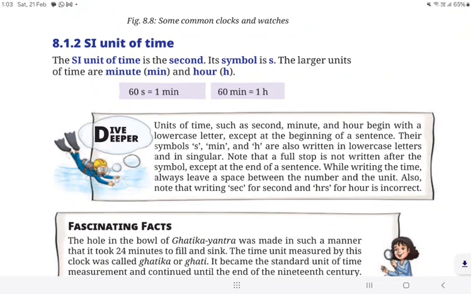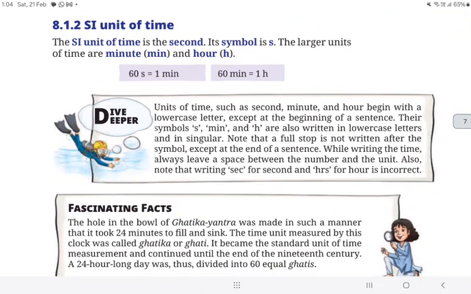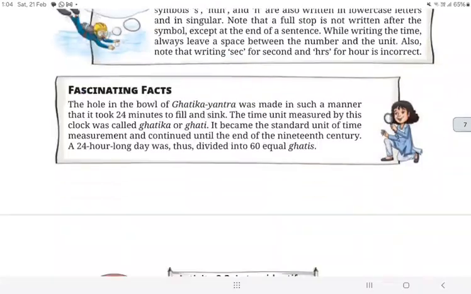Now, children, time. What is time? You know, the time that is taken for the pendulum to complete one oscillation. Now, the SI unit of time is the second, and the symbol you all know is small s. So, 60 minutes make up 1 hour and 60 seconds make up 1 minute.